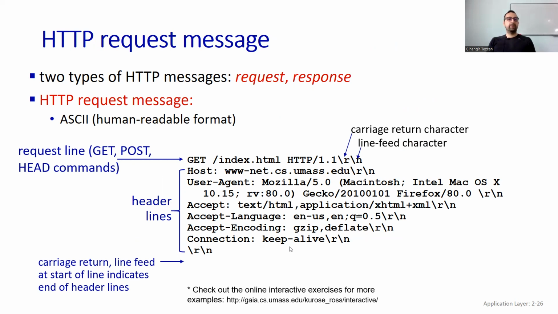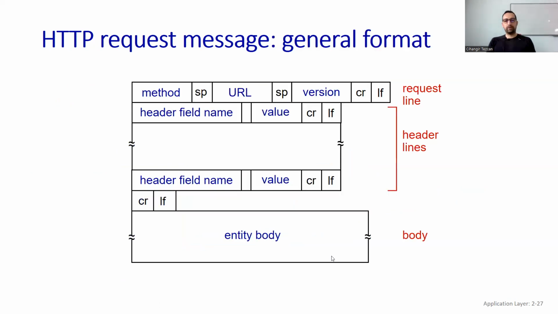Connection here says keep-alive, saying that this should be persistent HTTP. If you want non-persistent, then you should write close here instead of keep-alive. Okay. So when you request something, you have the header lines. Actually, you don't have the body most of the time, but in the returned response, you would have the object you requested as the entity body here.